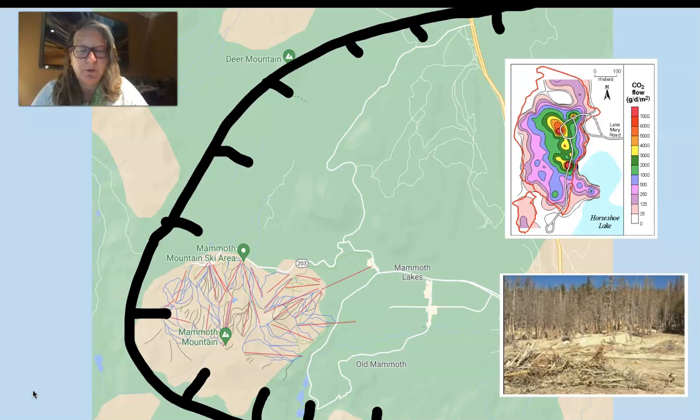So I left you off with this picture, and what I'm showing here is Mammoth Mountain, and actually in red are the ski lifts, if you've been there, and then in blue is the river system of the mountain. I've shown in black the edge of the Long Valley Caldera to show you how the Mammoth Mountain area really is within the caldera. So notice this town right here of Mammoth Lakes.